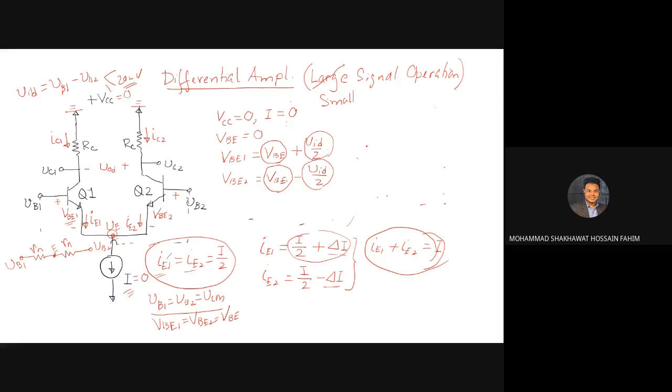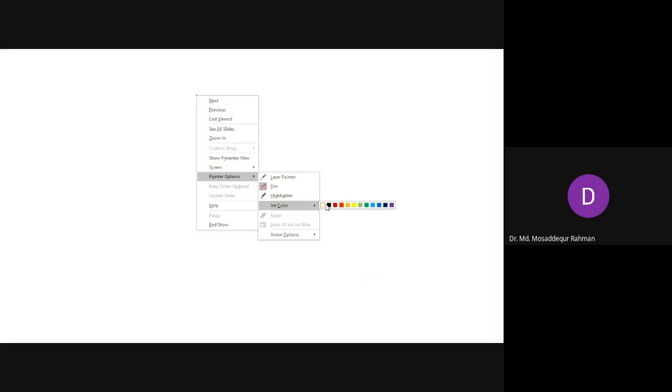Yes, sir. Question, guys? On this one. So in that case, if you draw this circuit, it will look like this.